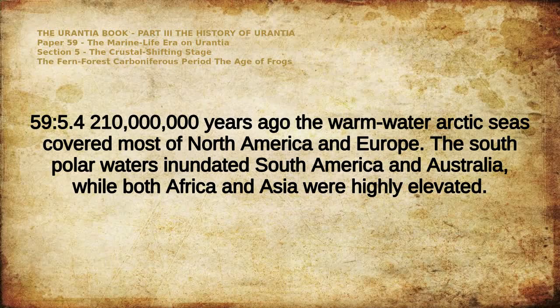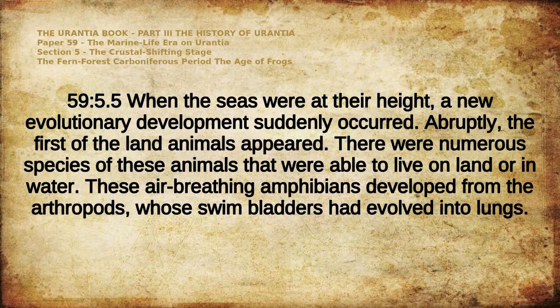210 million years ago, the warm-water Arctic seas covered most of North America and Europe. The South Polar waters inundated South America and Australia, while both Africa and Asia were highly elevated. When the seas were at their height, a new evolutionary development suddenly occurred. Abruptly, the first of the land animals appeared. There were numerous species of these animals that were able to live on land or in water. These air-breathing amphibians developed from the arthropods, whose swim bladders had evolved into lungs.